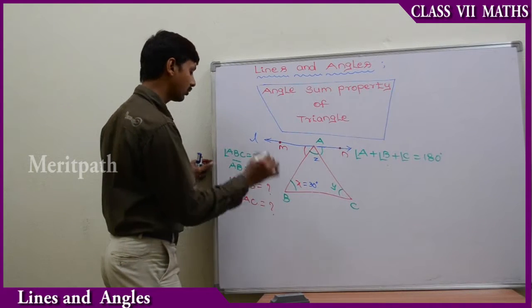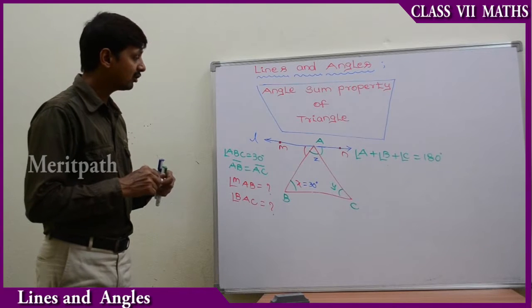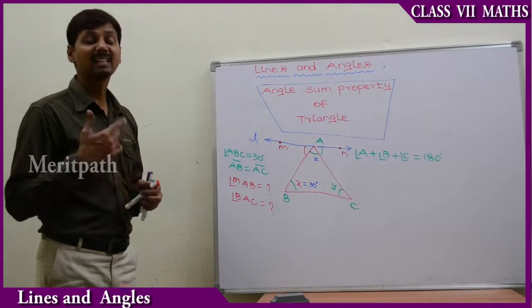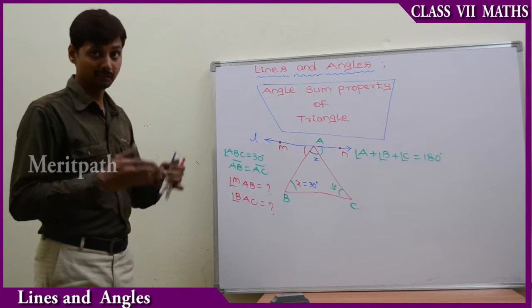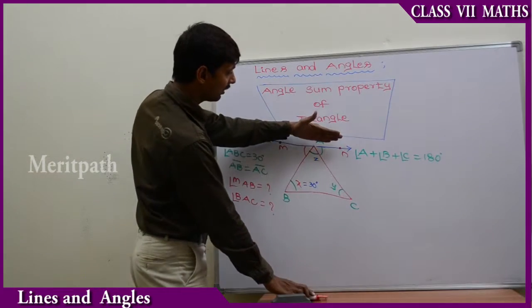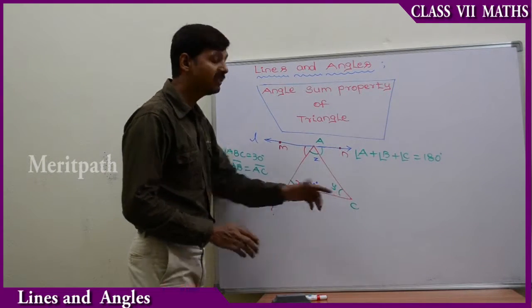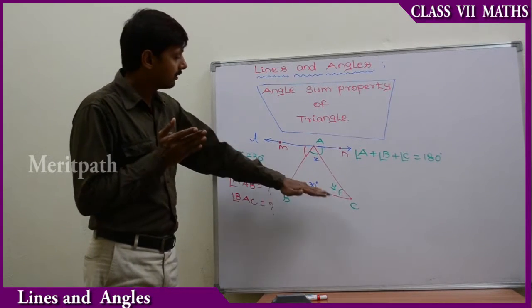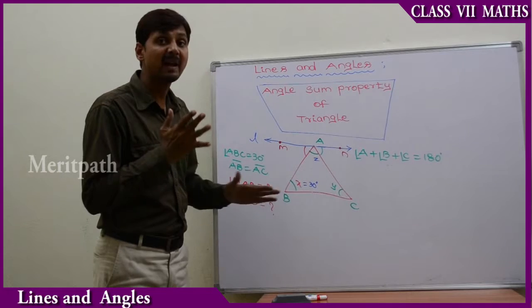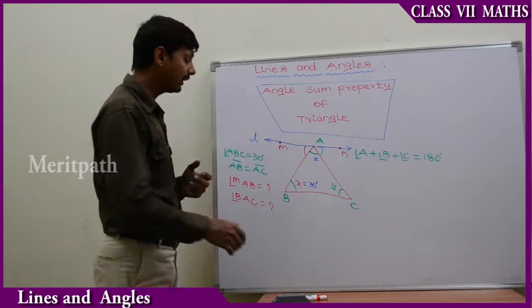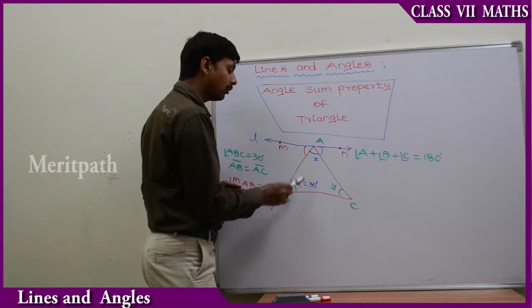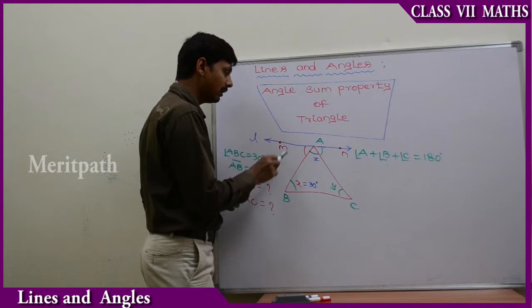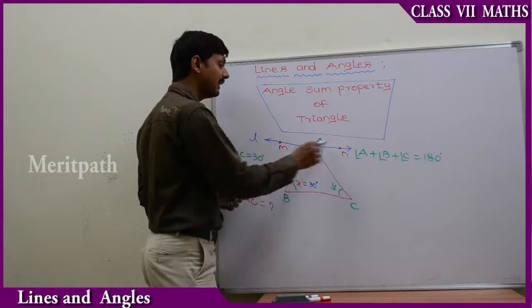Angle BAC also we need to find out. So let's find out using the same transversal rule. The two lines MN and BC are parallel to each other. Alternate angles are equal, so these two are alternate angles. AB is a transversal, and the parallel lines are BC and MN.